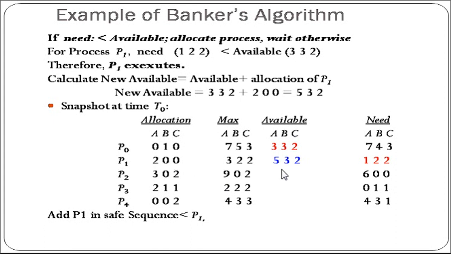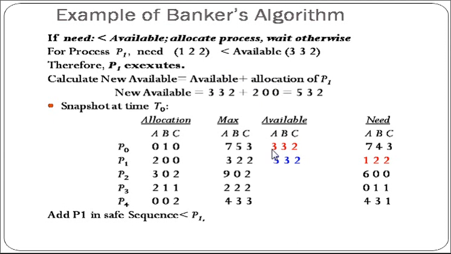Now check for P1. For P1 the need is 1, 2, 2 and the available is 3, 3, 2. That means the need is less than available. So process P1 executes. Once a process gets executed, add that process into the safe sequence. Currently only one process is added to the safe sequence, that is process P1. Now calculate the new available. Only when a process is executed do we calculate the new available. The new available is the current available plus the allocation of that process. So the new available is available plus allocation of P1.